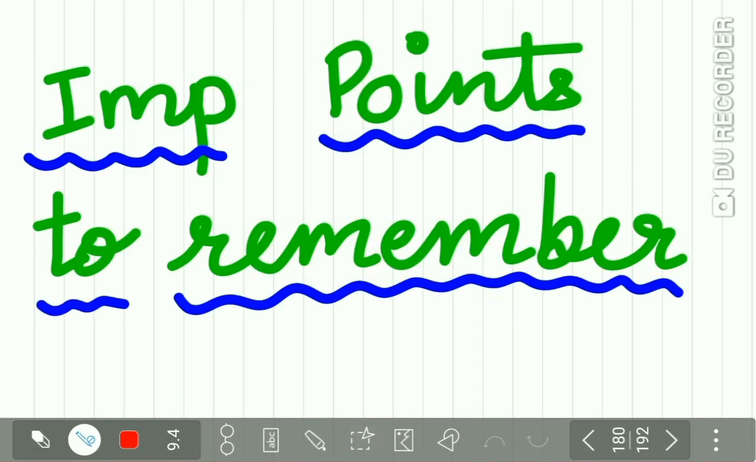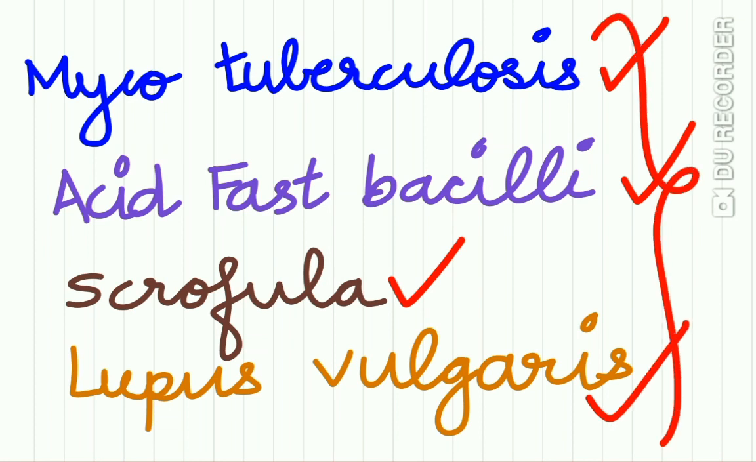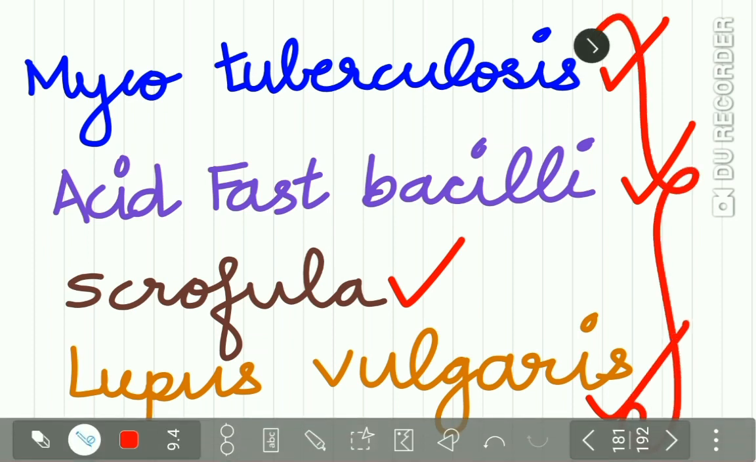Now, we have completed the entire lecture on tuberculosis and focusing mainly on the oral manifestation. Important points to remember for your exams: the causative organism, the acid fastness of the organism, and the reasons for its acid fastness. What is scrofula? What is lupus vulgaris? These are the points which are asked in your entrance test. So be thorough with all these concepts.